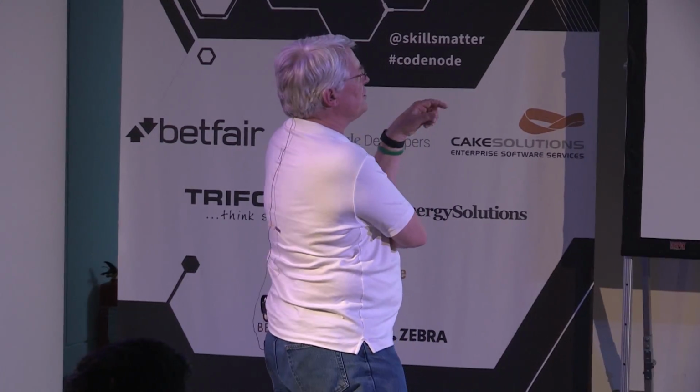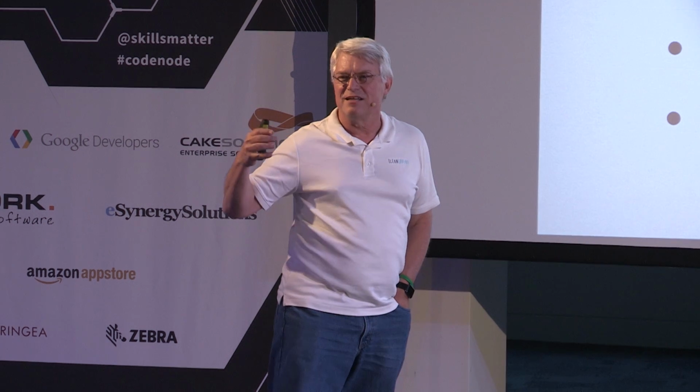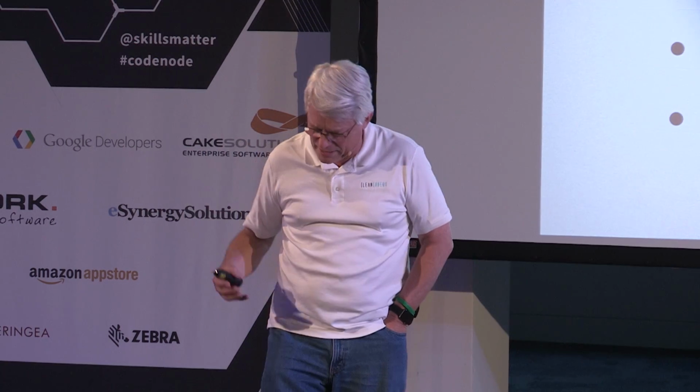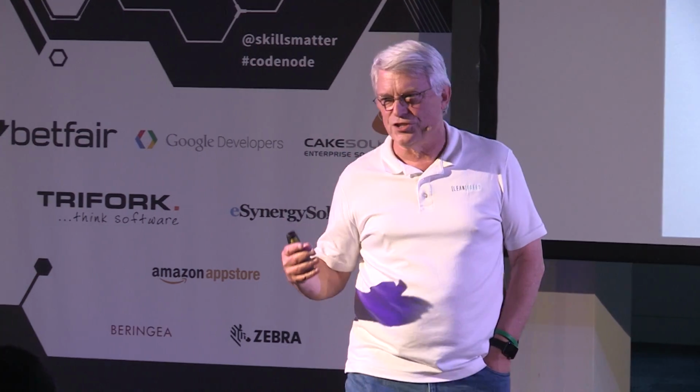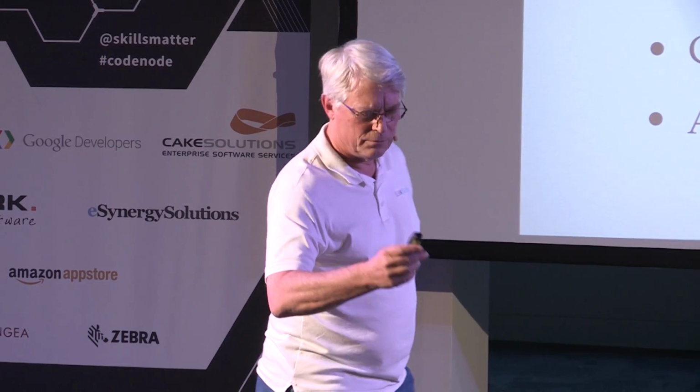Agile requires discipline. It is often thought of as a process, but it's not a process. It requires discipline. It requires attention to detail. You have to work in fixed time boxes. You can't stretch those time boxes around. You have to estimate in relative units. You have to communicate with the customer. You have to do continuous integration and collaboration and so many more things. These are disciplines, not process steps. They are promises you make. They are not tasks to follow.